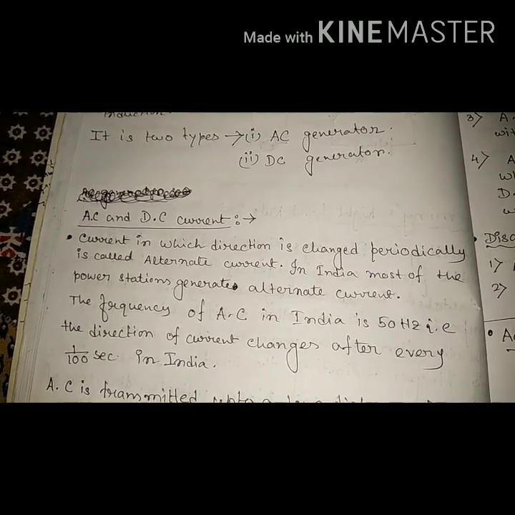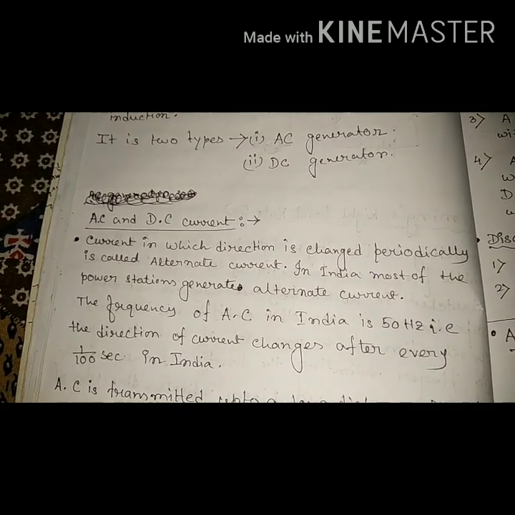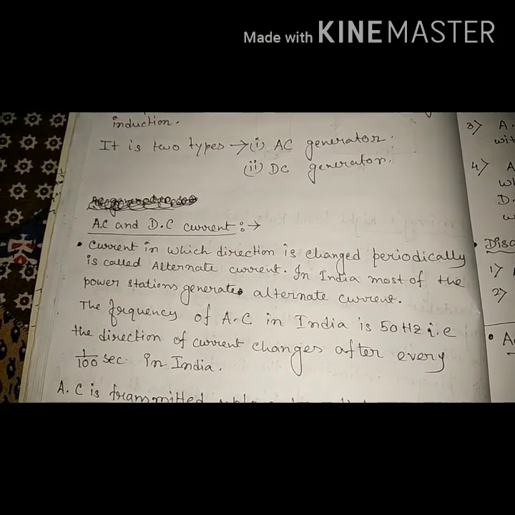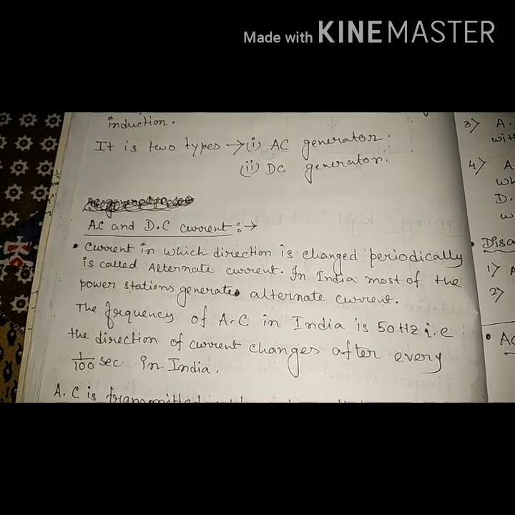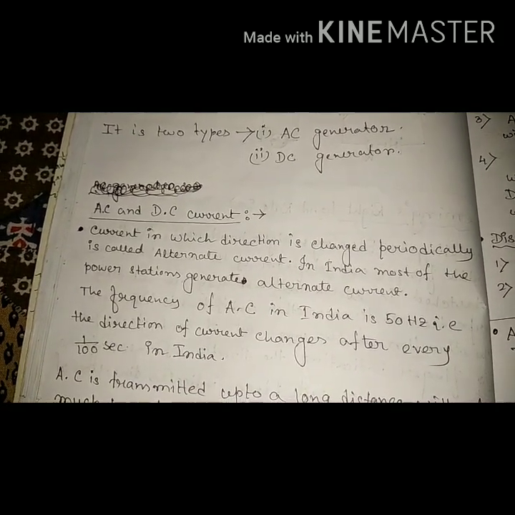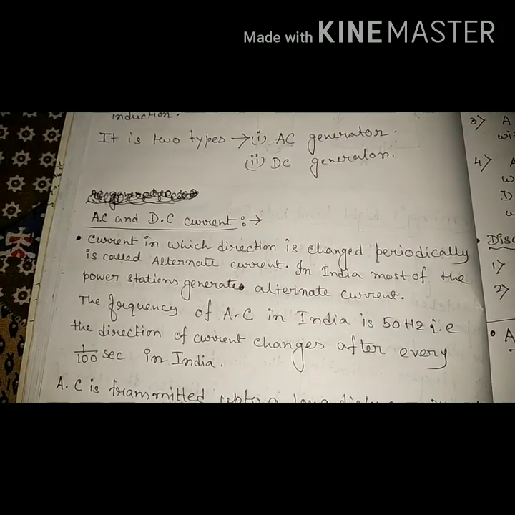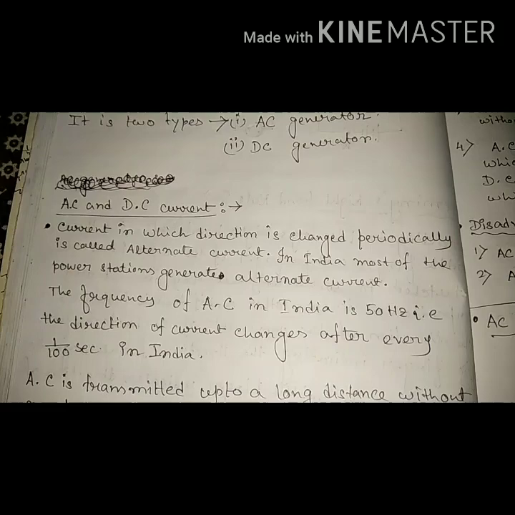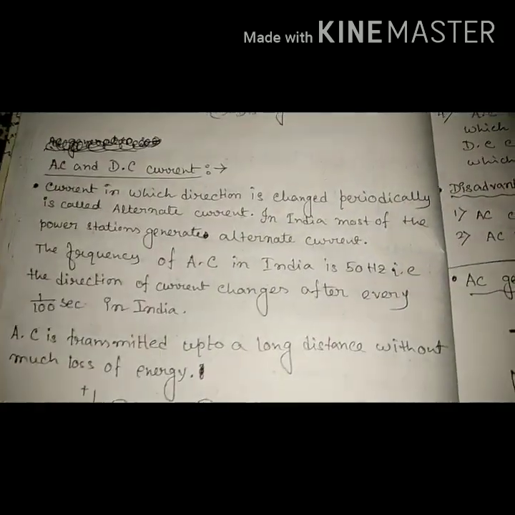Alternating current means a current in which the direction changes after some time interval, or periodically. Whatever electricity is supplied from the power station to our city is alternating current. And the frequency of alternating current in our country is 50 Hz.